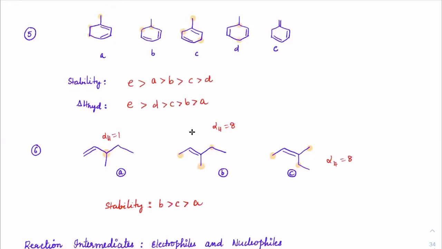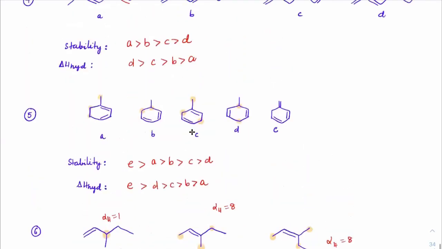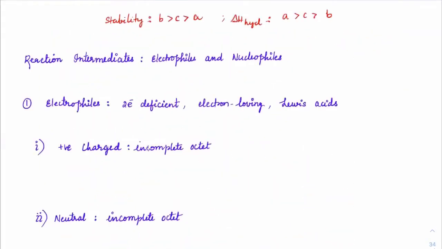Okay, everybody. And delta H hydrogenation here is exactly opposite of it. So A will be more than C, then B. Okay, everyone, make a note fast. Check the next one. No?